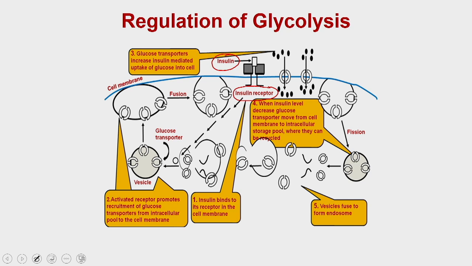How it happens is that in the first event, the insulin binds to its receptor in the cell membrane, and that activates the insulin mediated downstream signaling. When this signaling is activated, it upregulates the recruitment of glucose transporters, GLUT3 and GLUT4, and these transporters go to the cell membrane and are available for glucose transport. As soon as they are available on the plasma membrane, they allow the glucose molecule to come inside the cell, and these glucose molecules are then available for glycolysis.